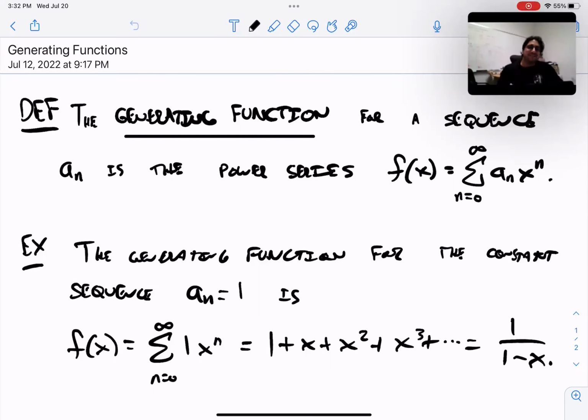Hello, generating functions. The topic of the video is generating functions. What is a generating function?